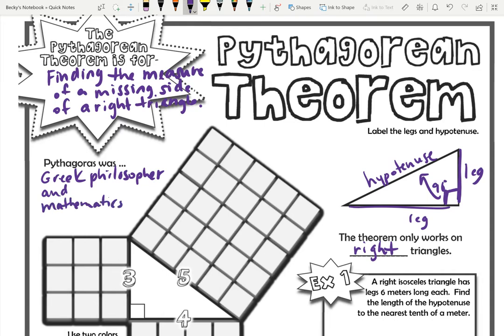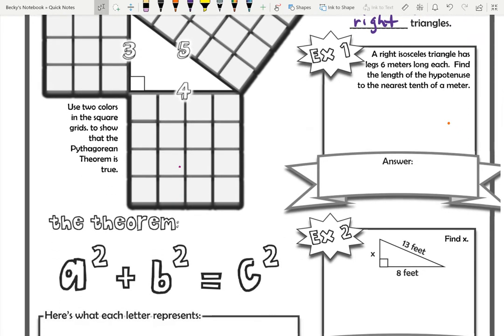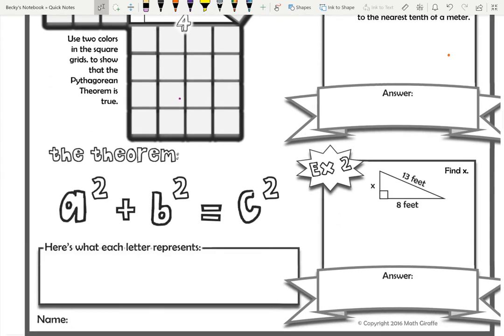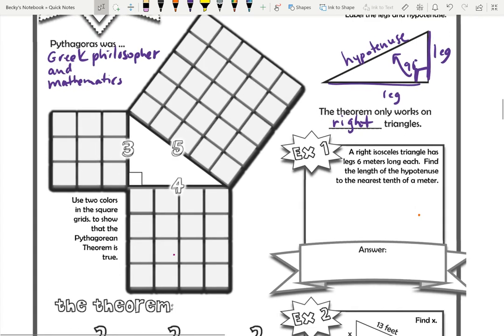So, what does the Pythagorean theorem say? The theorem says a squared plus b squared equals c squared. So what does that really mean? The a and the b represent the length of the legs. So what we're going to do is take the length of one of the legs and square it, and add the length of the second leg and square it, and it's going to equal the length of the hypotenuse squared. So there's this nice visual here that shows how this works.